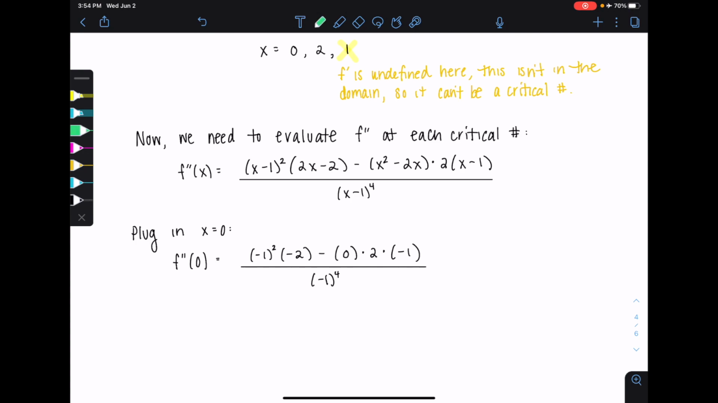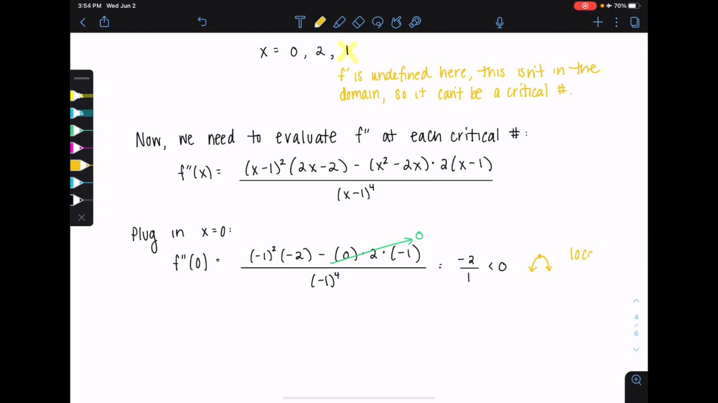Okay. And lucky for us, this is just going to be 0. The numerator becomes positive 1 times negative 2. The denominator would become positive 1. So overall, this thing is less than 0. So that means it has this concave down shape at that point. And so this corresponds to a local max.